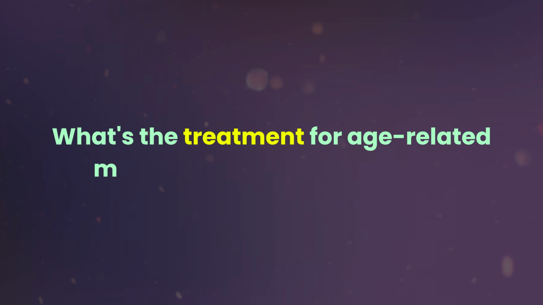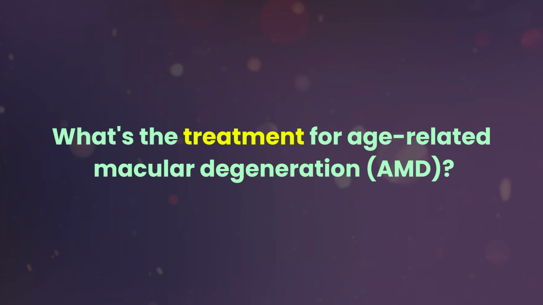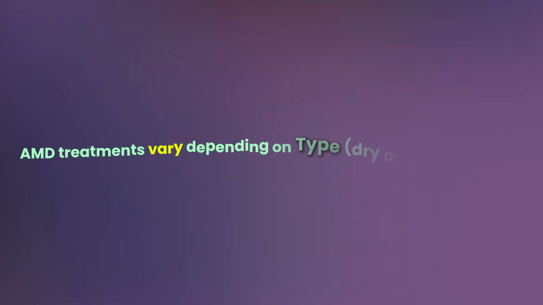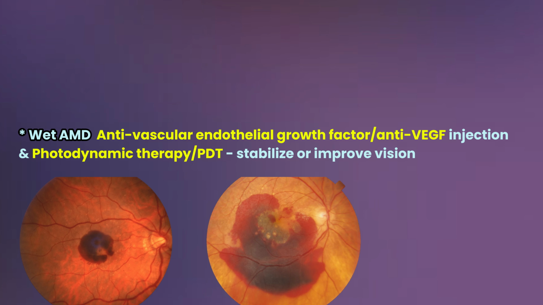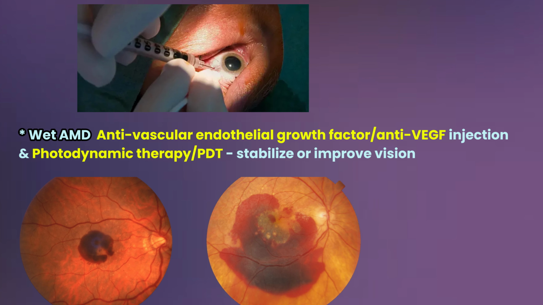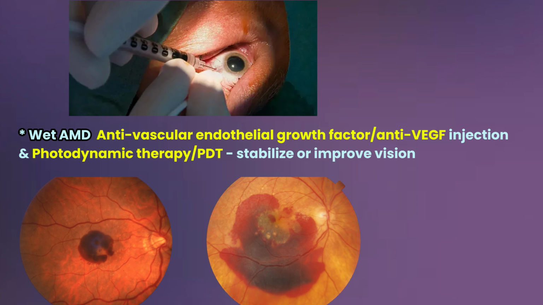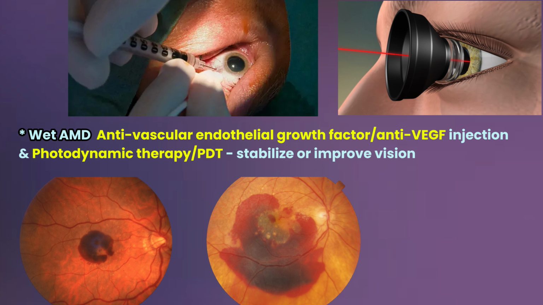What's the treatment for age-related macular degeneration? AMD treatments vary depending on the type and stage of the disease. For wet AMD, anti-vascular endothelial growth factor injections and photodynamic therapy are primary treatment options, aiming to stabilize or improve vision.